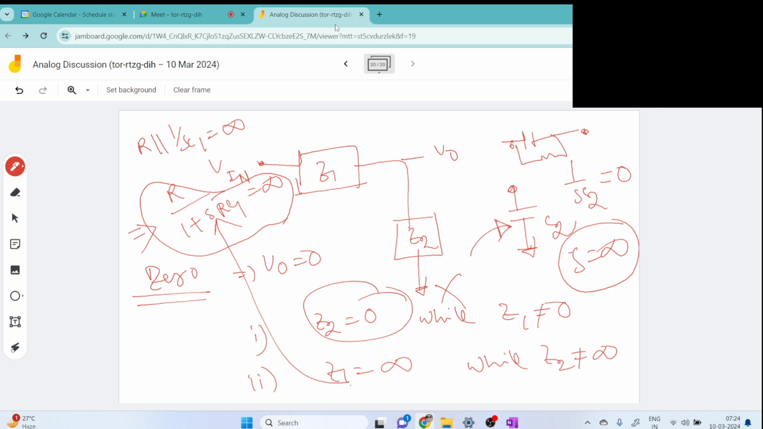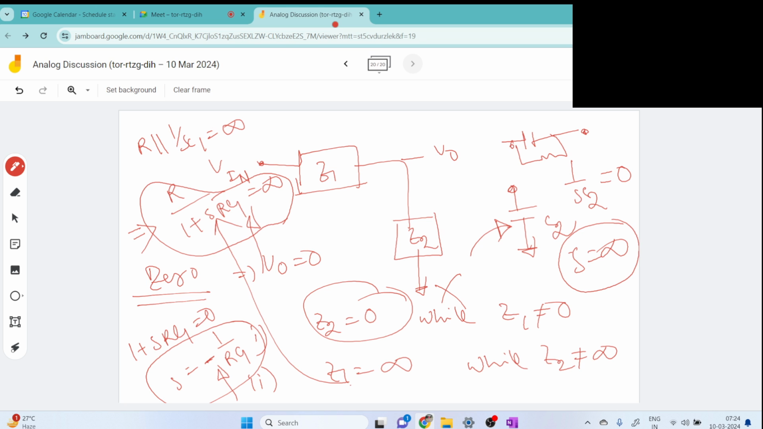I am doing it on the next page. So this denominator will be 0. So 1 plus s R C1 will be 0. So s is nothing but minus 1 by R C1. Here the negative sign means, for a stable circuit, both the poles and zeros will be in the left half of the plane. So don't worry about that negative sign.